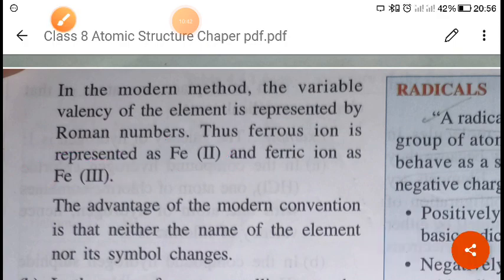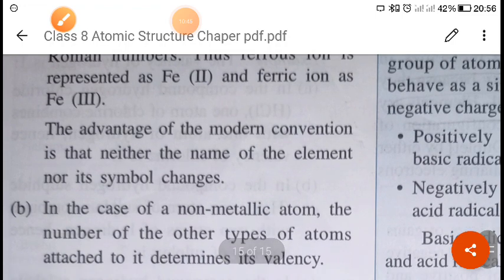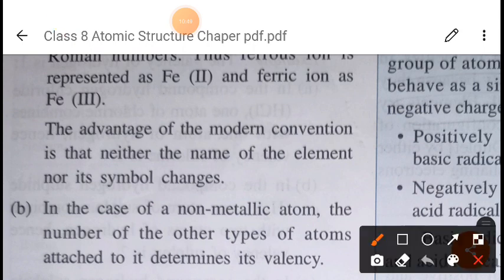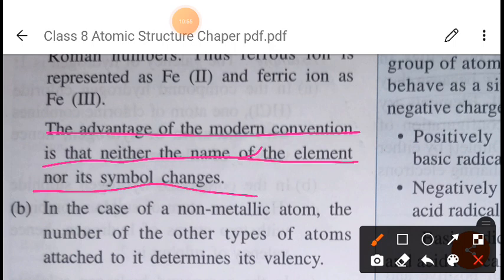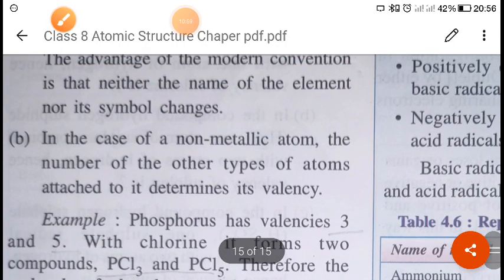So what is the advantage of this modern method or modern convention? The advantage of the modern convention is that neither the name of the element nor the symbol changes. That is why we are using this modern convention, right?